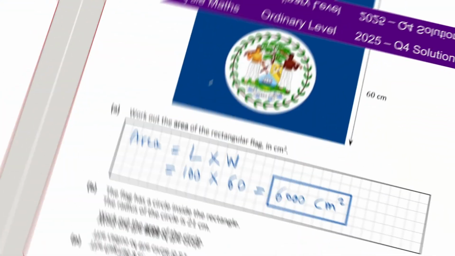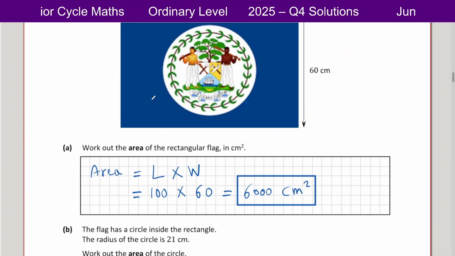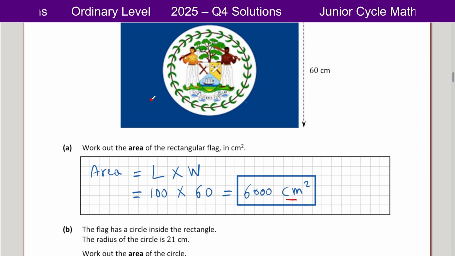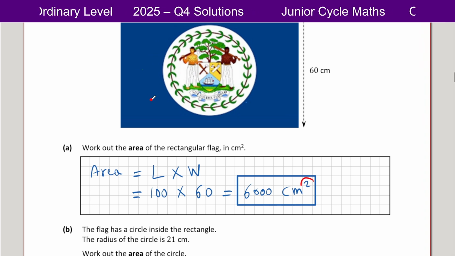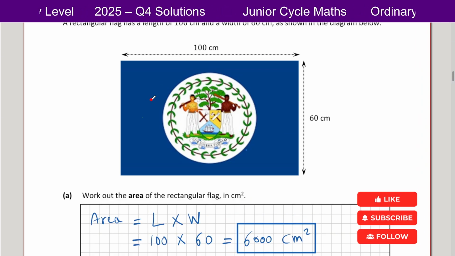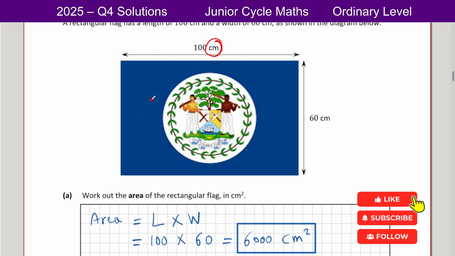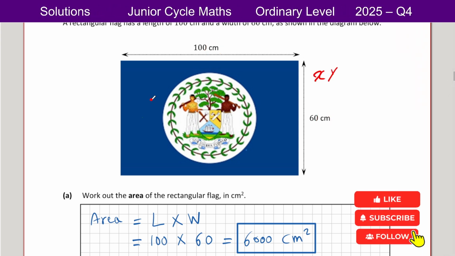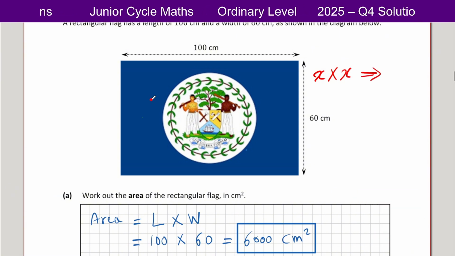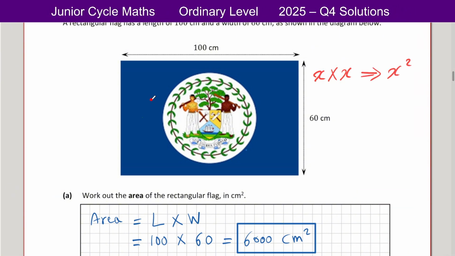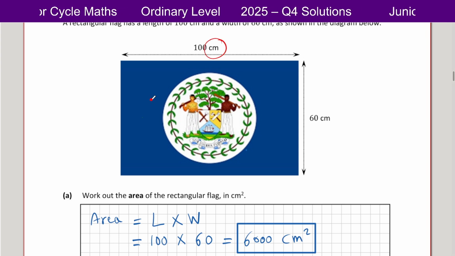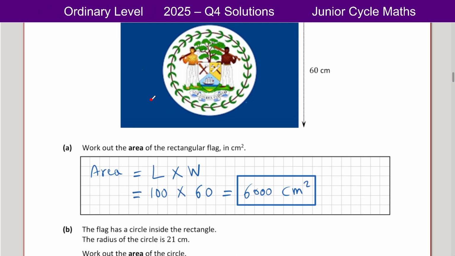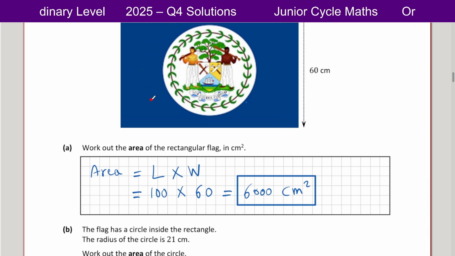In terms of the unit, we said centimeter, but we say centimeters squared. Why? Because here we are multiplying two units, the centimeters here and the centimeters there. It's like if we multiply x times another x, we get x squared. This same rule we can use for the units as well. That's why we got the unit in centimeters squared.